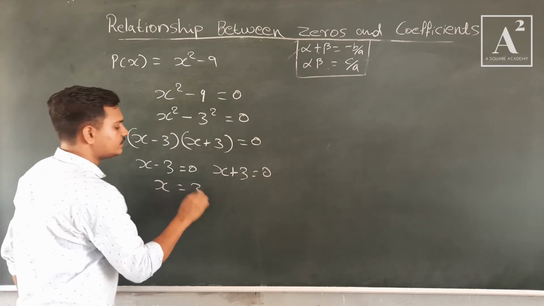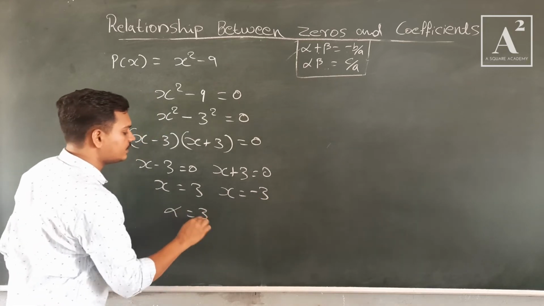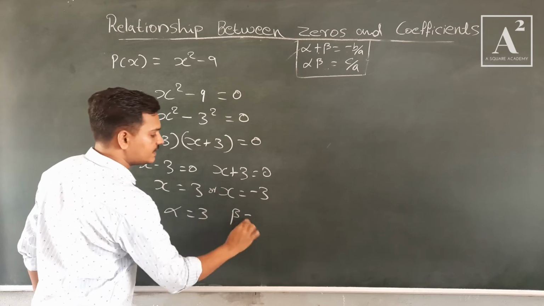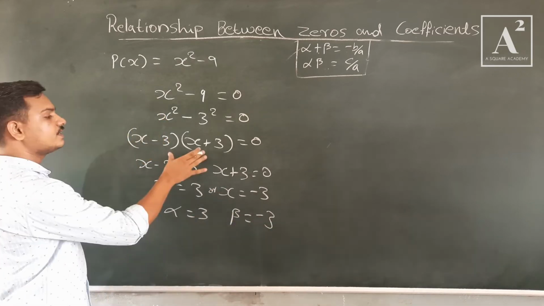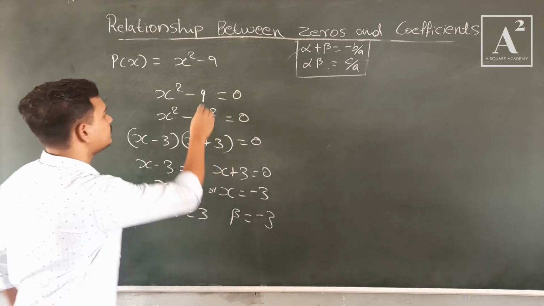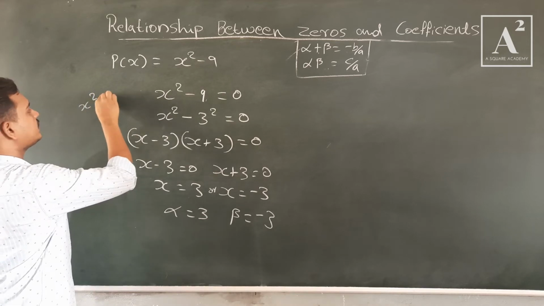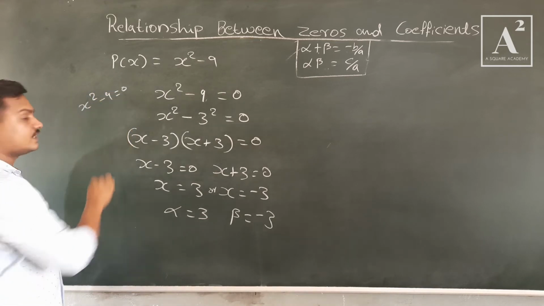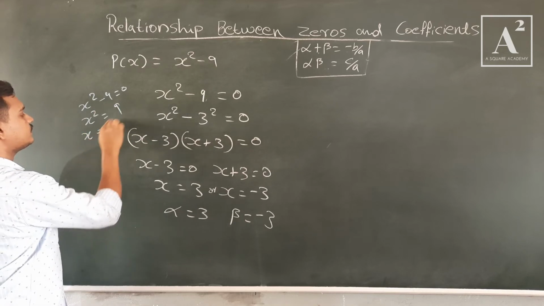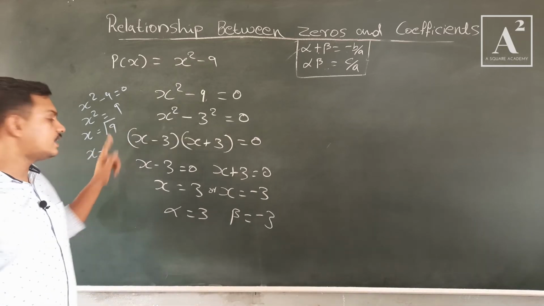So x is equal to 3 or x is equal to minus 3. So alpha is equal to 3 and beta is equal to minus 3. Instead of this, you can use another method, right? Instead of this one you can write x square minus 9 equal to 0. Then x square is equal to 9. So x is equal to root of 9.